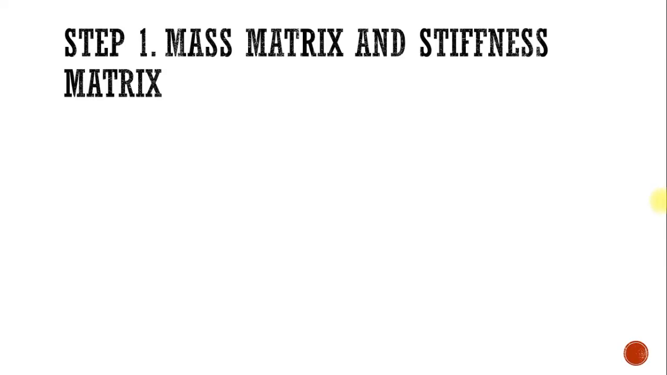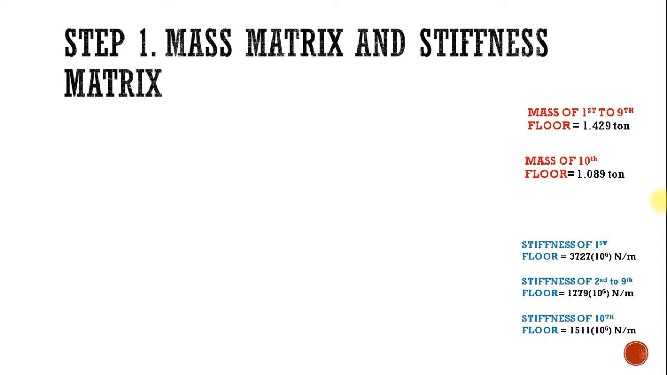For step 1, we're going to formulate the mass matrix and stiffness matrix. So from the given, ang ating first to 9th floor ay mayroong mass na 1.429 ton, while the 10th floor naman ay mayroong 1.089 ton. In terms of stiffness, first floor ay mayroong stiffness na 3727 million Newton over meter, and for the second to 9th floor, meron tayong 1779 million Newton over meter. And for the 10th floor, meron tayong 1511 million Newton over meter na stiffness.